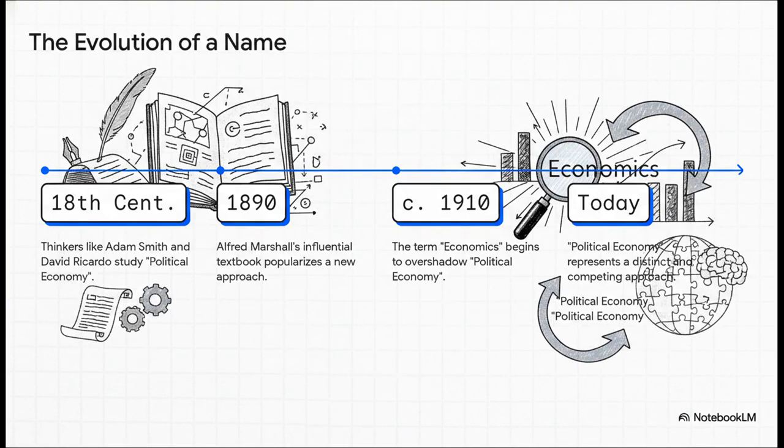And check this out. The history here is actually fascinating. Way back in the 18th century, guys like Adam Smith, you've heard of him, they didn't call themselves economists. They studied political economy. But then, around 1890, a new, much more mathematical way of thinking started to get popular, and by the early 1900s, the term economics pretty much took over. Today, political economy is making a comeback, but it refers to this very specific, big-picture approach.